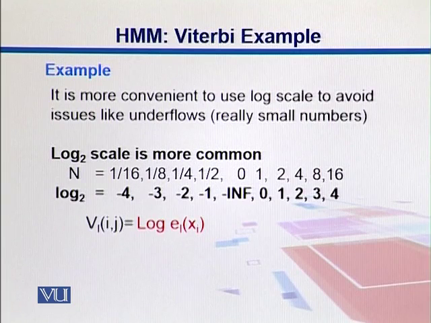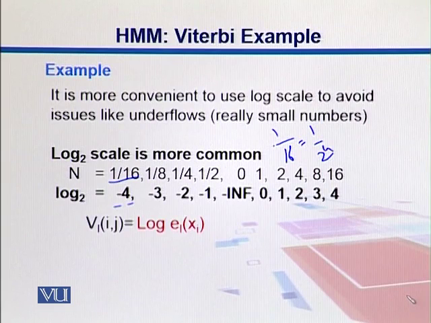So in order to avoid that, there is a technique where we can scale them in a log scale, and most frequently the log2 scale is used. So these are the natural numbers at the top: 1 by 16. On log2 scale it is -4, because 1 by 16 is 2 raised to the power -4. So when you bring it up, it becomes -4. In the same way, 1 by 8 is represented as -3, 0 as -infinity, and so on.